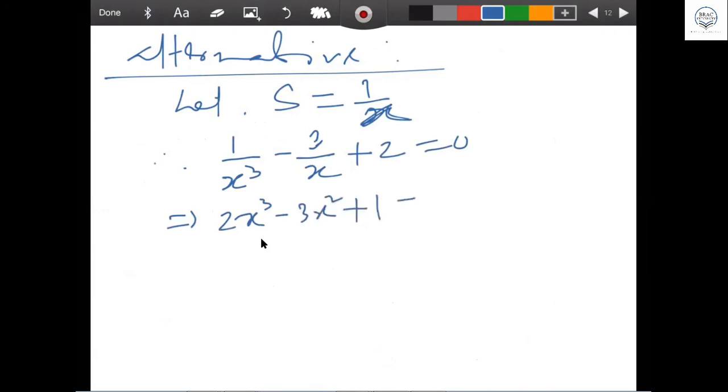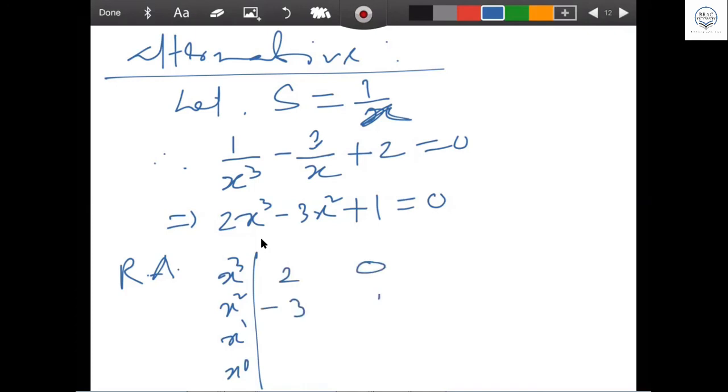Are you okay? Now, if you go with the Routhian array, x cube, x square, x to the 1, x to the 0, what will the equation be in that case? It is coming here as 2 and then 0, next 0, good. Then here it is minus 3 and 1. And what will be here? Can you calculate and tell me? First, 2 by 3. 2 by 3, good. Plus or minus? Plus. So plus 2 by 3 here, and this is 0, and this one will be 1.